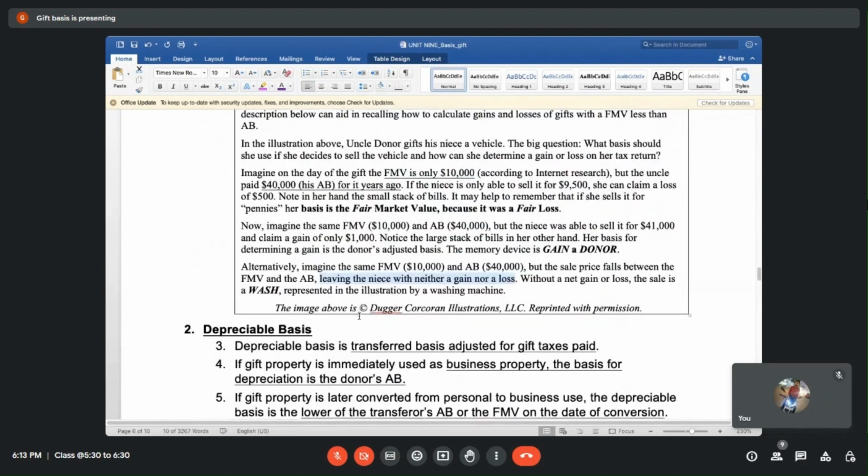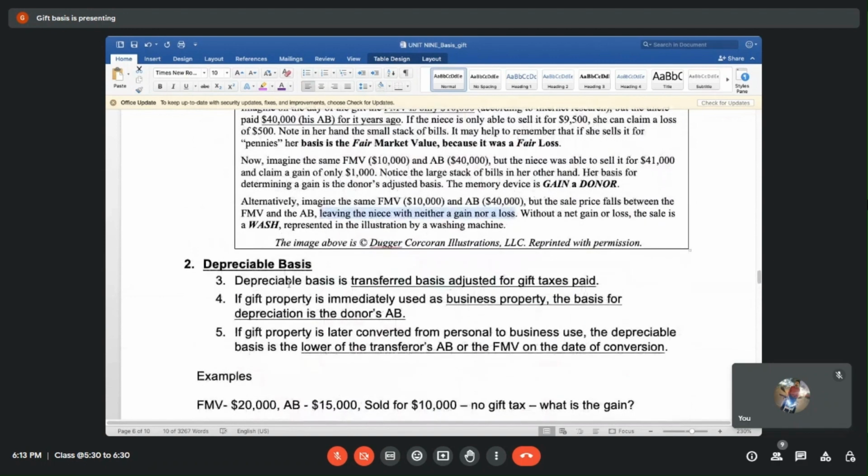Okay. So depreciable basis is transferred basis adjusted for gift tax paid. The person who is receiving the gift can also depreciate the asset if the asset has been used for business purpose. Obviously, if it's used for personal purpose, there's no depreciation. We cannot claim depreciation for a personal purpose.